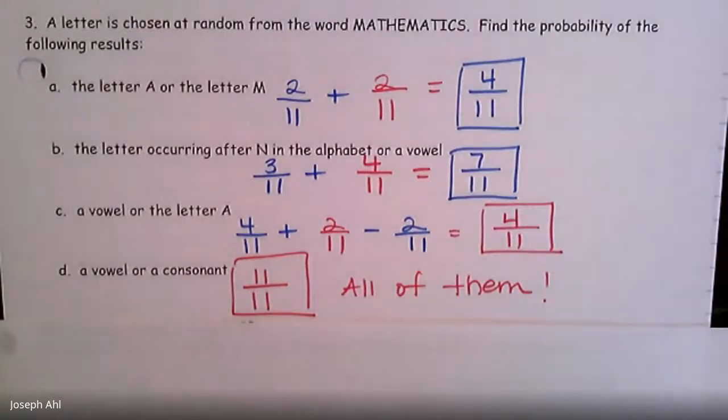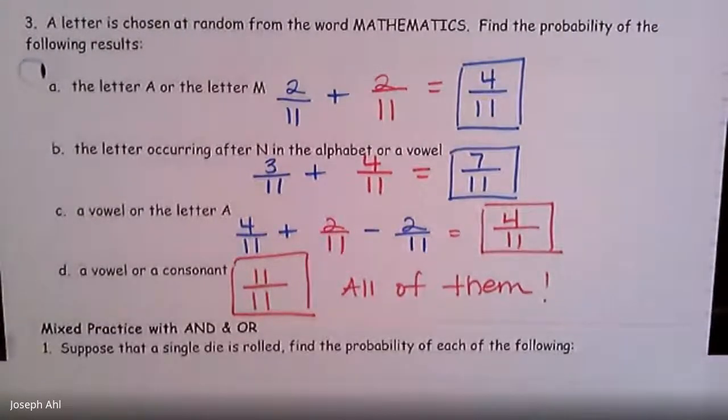If there's 4 vowels, then the rest of them are consonants. So if you add those up, you would get 11 out of 11. If I said a vowel and a consonant, there's no way you can do both of those at once. So that would be a 0% chance. You would have 0 out of 11 for that case right there.